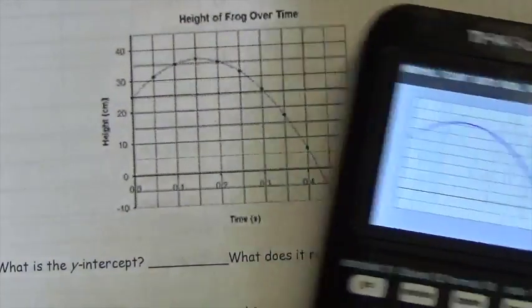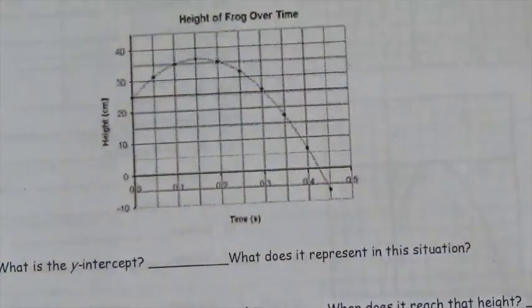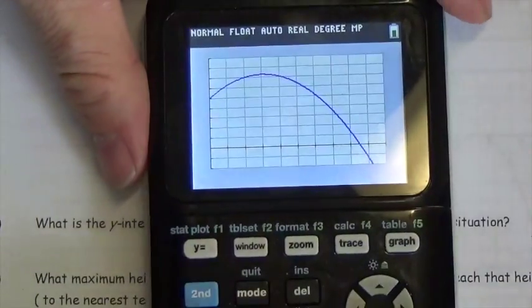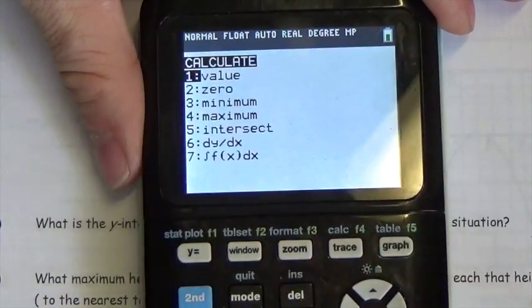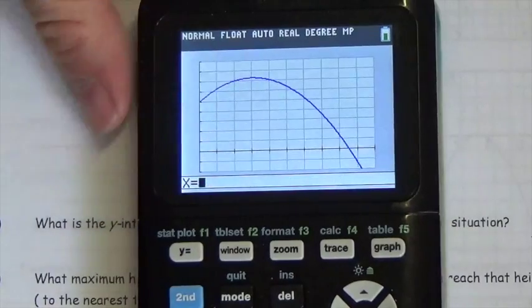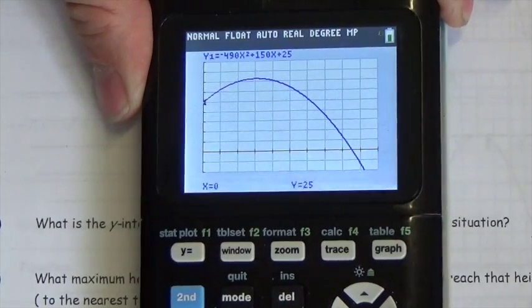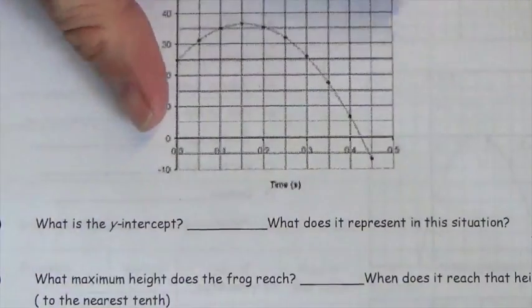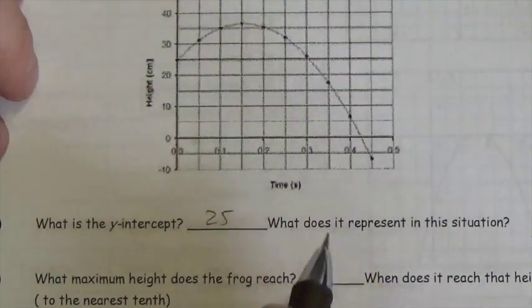Okay, that looks really good. Now we can go through and start answering these questions. What is the y-intercept? Well, we know how to do that. We press second, trace, and I use the value function to find the y-intercept. It's asking me what x is equal to. I press 0, and it tells me that the y value here is 25. So the y-intercept here is 25.